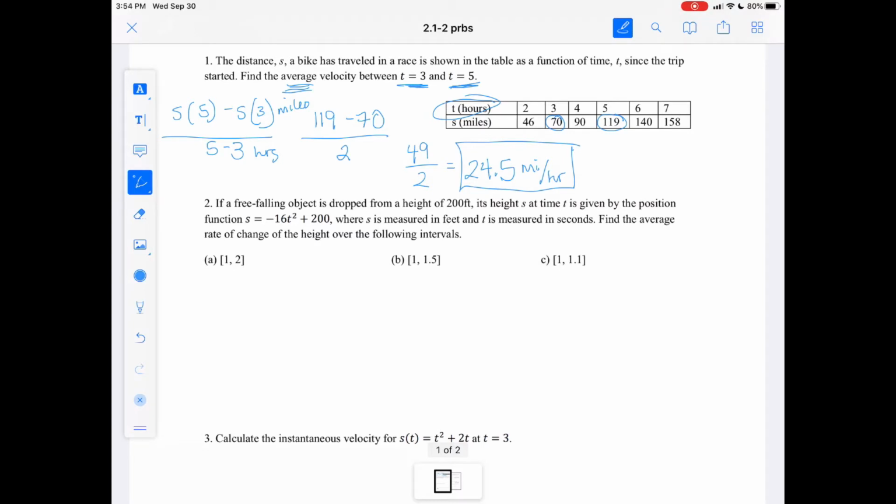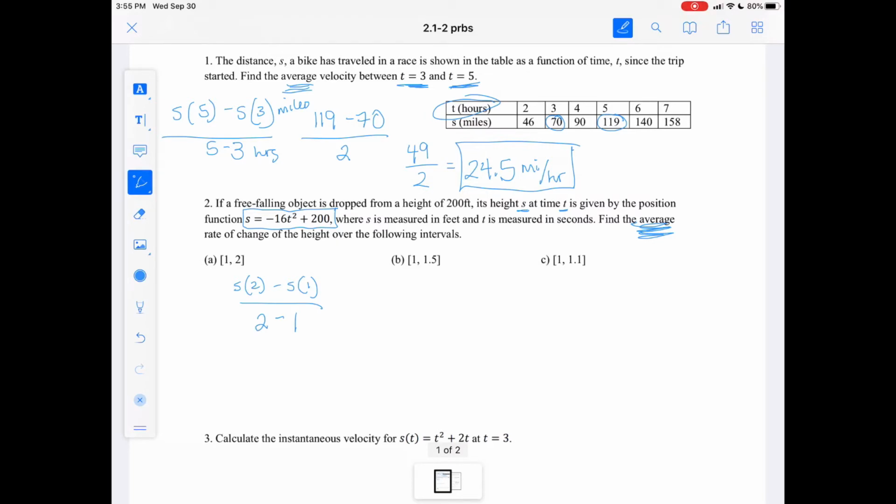So for the second question, we are given this free-falling object and it's dropped from this height of 200 feet. And the height is S of t, t is time. And here is the function that is given. We're going to start doing some graphing calculator work here. So our S is feet, t is seconds. We're asked for, again, average rate of change over the following intervals. So from interval 1 to 2, get in the habit, we know it's S of 2 minus S of 1 over 2 minus 1. Let's just write these out first, and then we'll figure out the numbers.